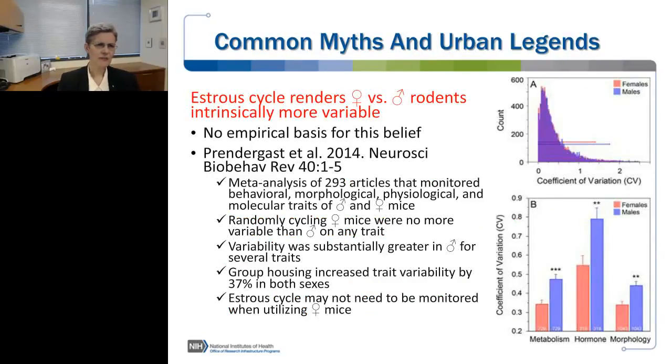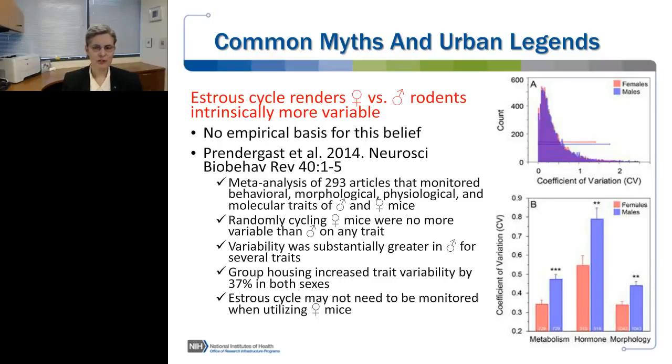So what are some of the common perceived obstacles in considering sex as a biological variable in rodent models? Well, earlier in my introduction, I mentioned one common belief held within the biomedical research community that the estrus cycle renders female rodents to be intrinsically more variable than males. However, there really isn't any empirical basis for this belief.